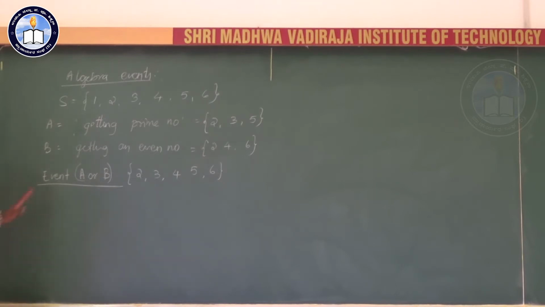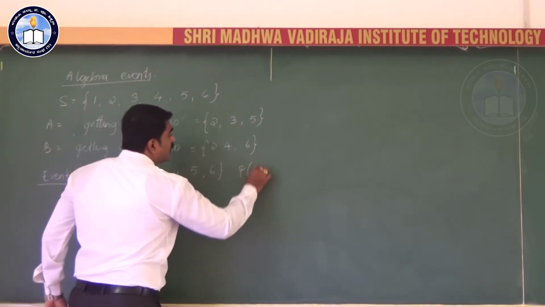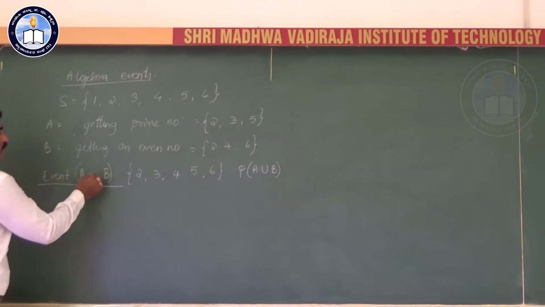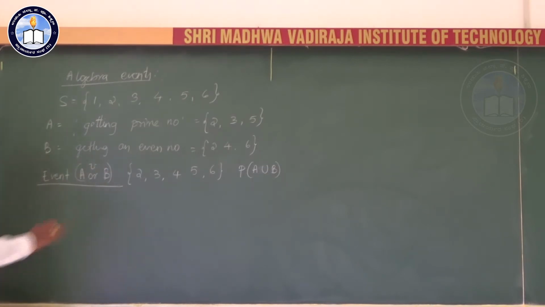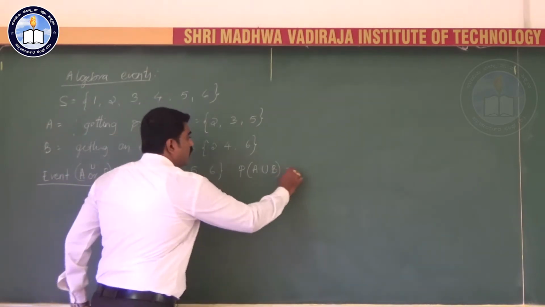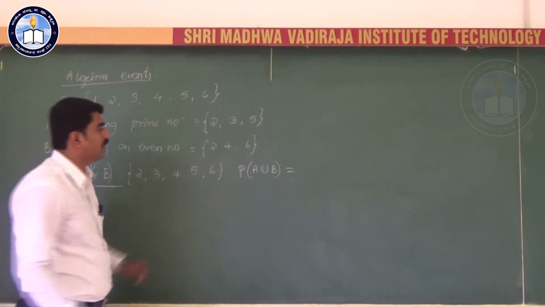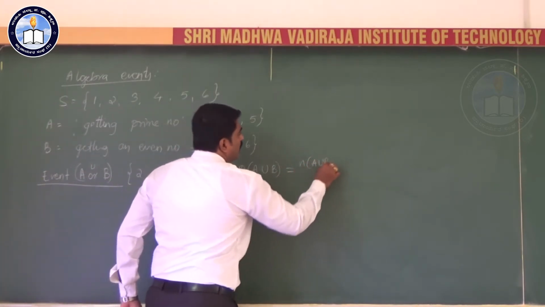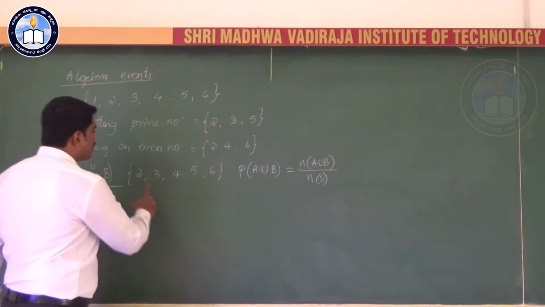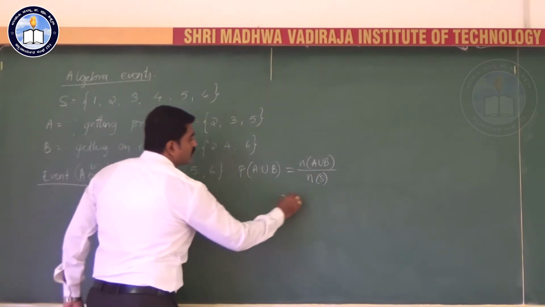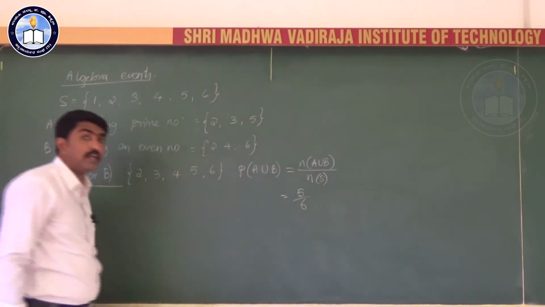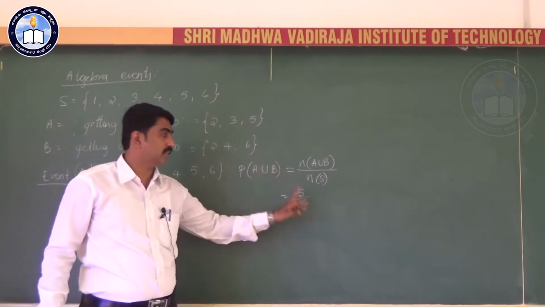Okay. So what is the probability of this event A or B? Or is nothing but, always we consider it as union of two sets, right? Union. So what is the probability of A union B? The number of outcomes in the event A union B divided by n of S. So how many outcomes are there? 1, 2, 3, 4 and 5. So there are 5 outcomes out of 6 outcomes. Therefore the probability of event A or B is 5 by 6.